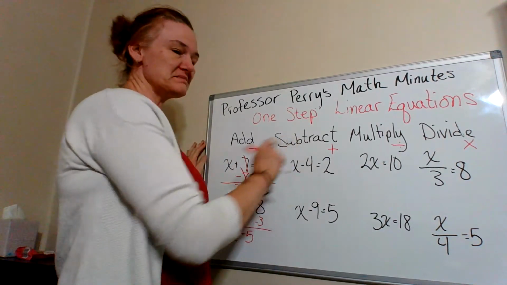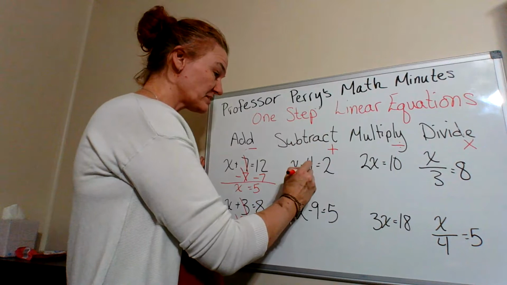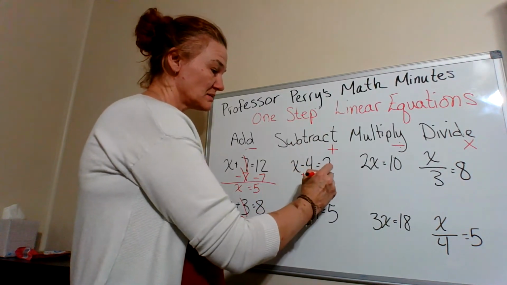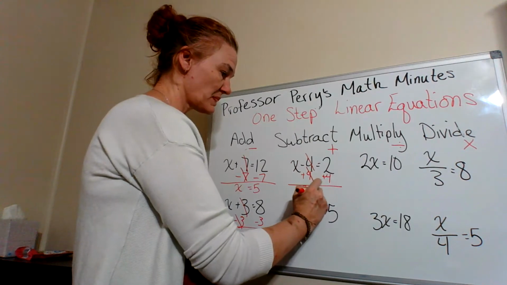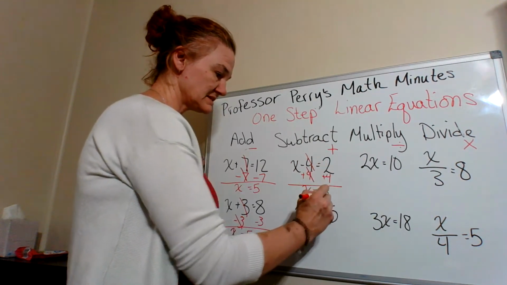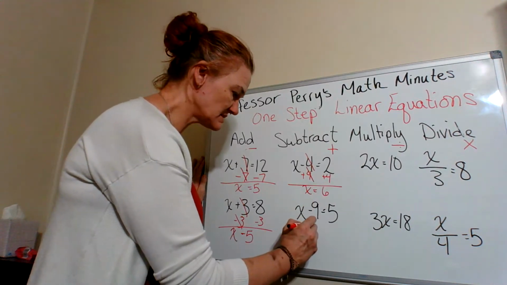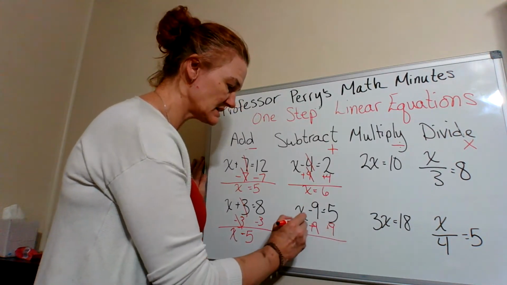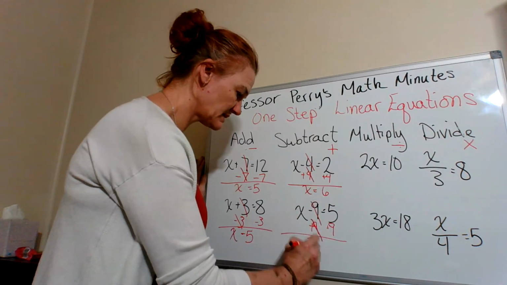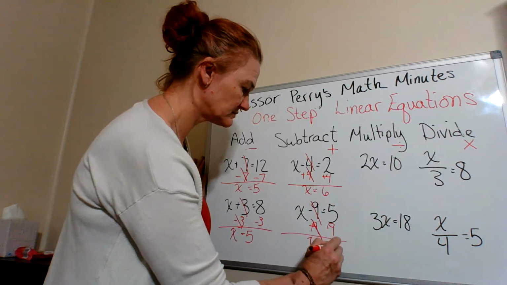Okay, subtract, you're going to add. Opposite is add. So, plus 4, both sides, that cancels, x equals 6. This is subtract, plus 9 on both sides, x equals 9, 10, 11, 12, 13, 14.